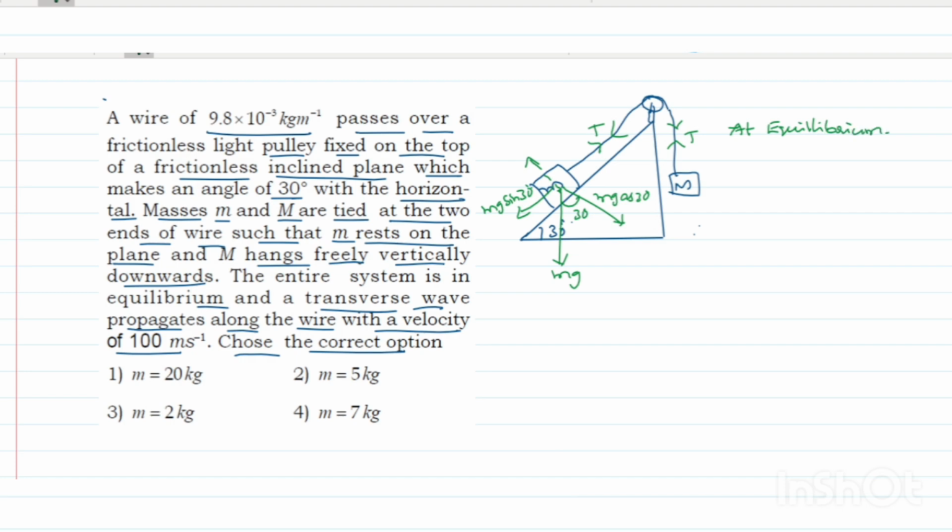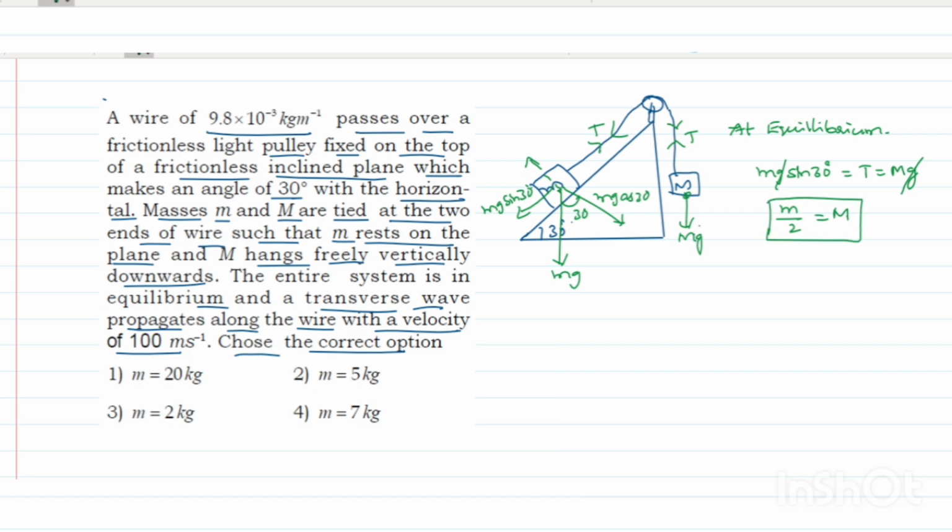What are the balanced forces? The tension force is supporting the capital M g. So mg sin 30 equals T, and T is nothing but capital Mg. Here g gets cancelled. This is m into sin 30, whose value is 1 by 2, which equals capital M. So capital M equals m by 2.